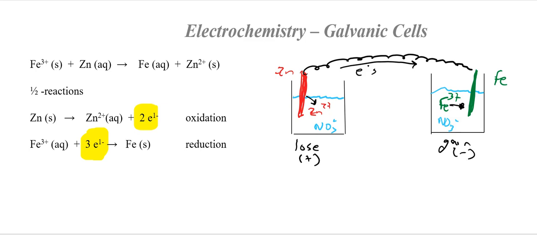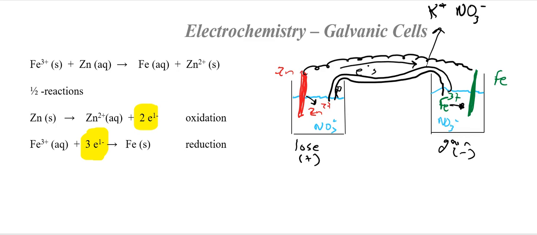Well, you can't really have these strongly positive and negative things because static charges can really build up. So what we do, and I'm going to try to squish it in here, is we're going to build in a little tube, and inside that tube we're going to put a slurry of potassium nitrate, which is potassium and nitrate.